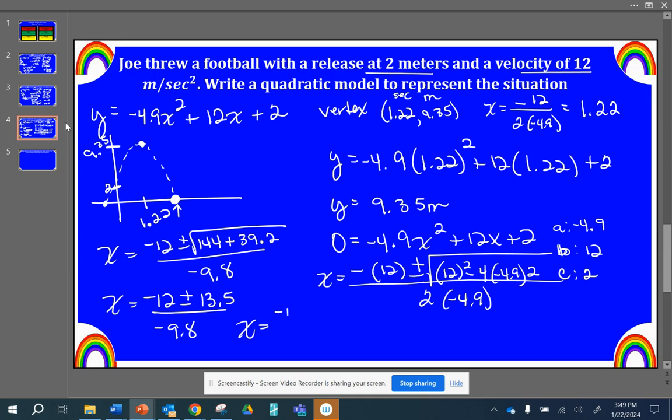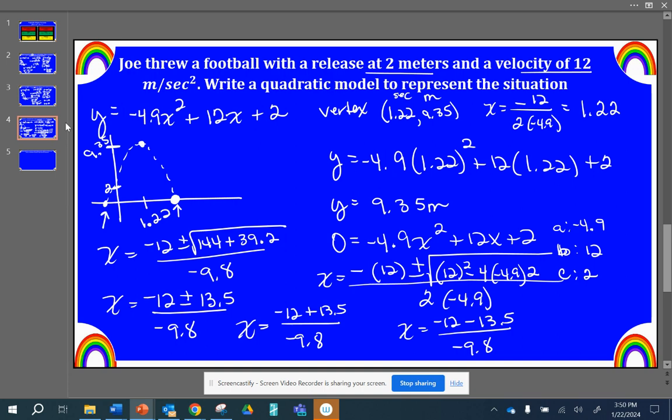So we will have negative 12 plus 13.5 over negative 9.8. And then we'll have negative 12 minus 13.5 over negative 9.8. So this first one, when we do this, we're going to get a negative answer. Negative 12 plus 13.5 gives you a positive, and then when we divide that by the negative 9.8, that gives us a negative value.